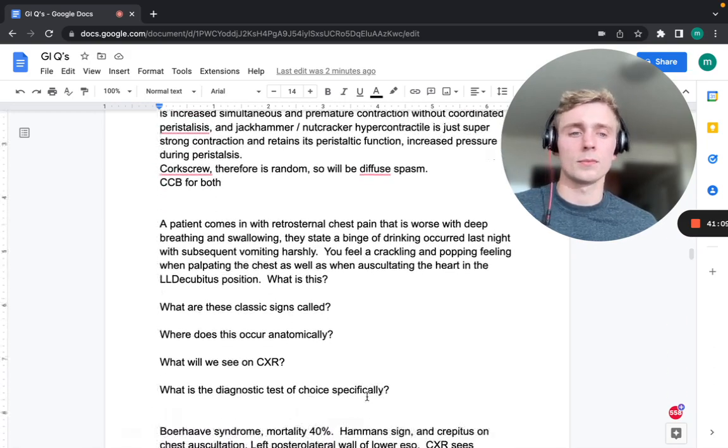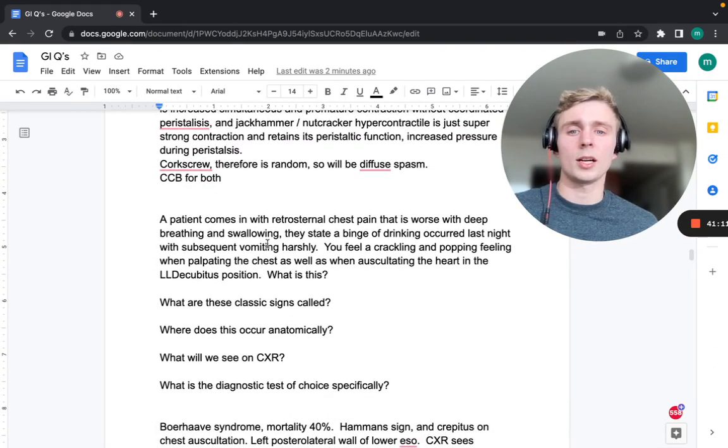So next one, a patient comes in with retrosternal chest pain that is worse with deep breathing and swallowing. They state a binge of drinking occurred last night with subsequent vomiting harshly. You feel a cracking and popping feeling when palpating the chest, as well as auscultating the heart in the left lateral decubitus position. What is this?